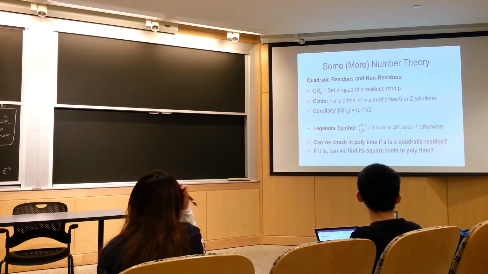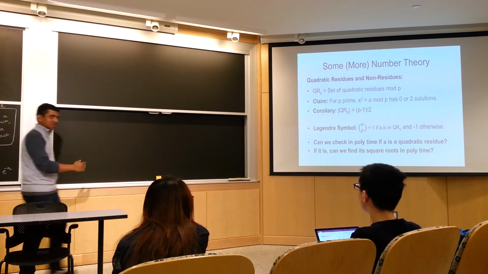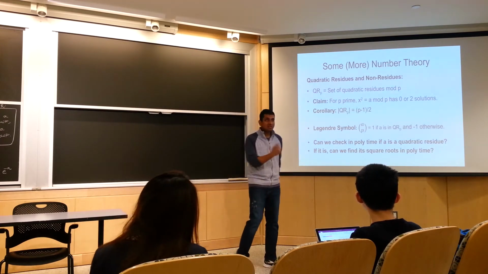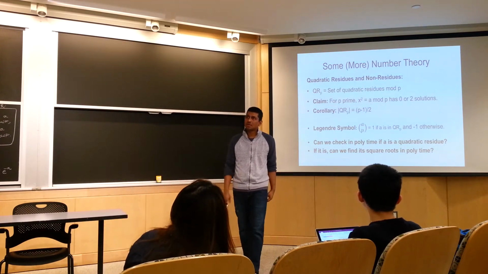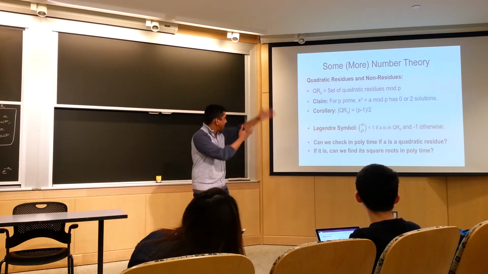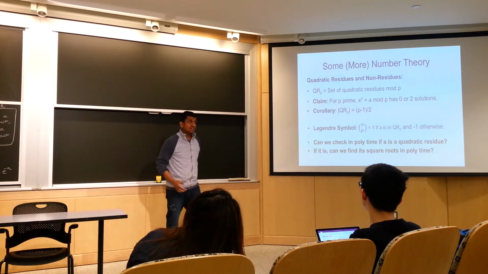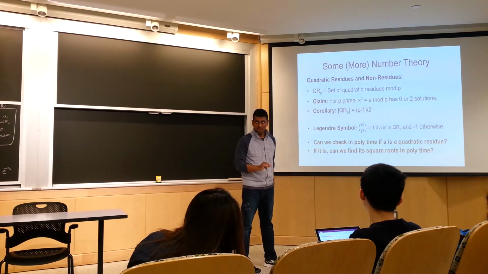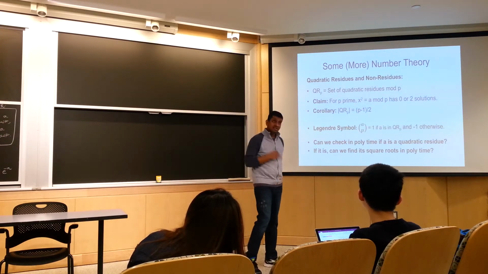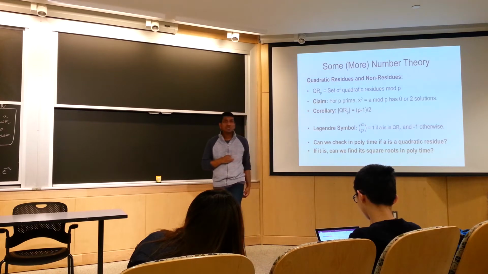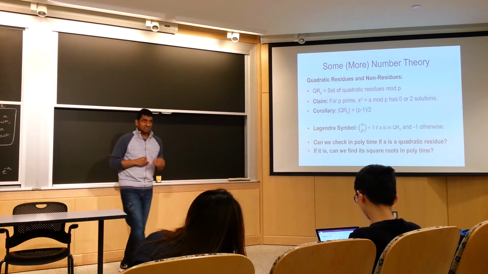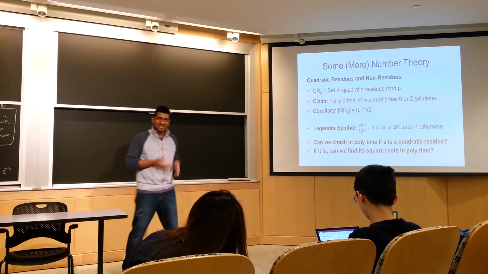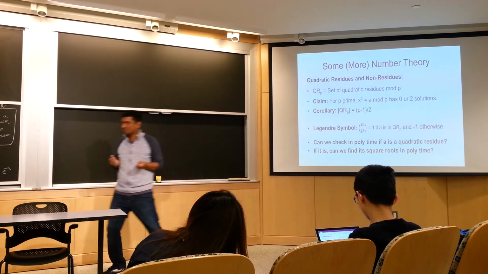All right. So now we come to the computer science question. Question 1: given a number A, can you check that it is a quadratic residue? The fact that x squared equals A has a solution, is it checkable in polynomial time? Question number 2: if it is a square, can you find the square roots? There's one, there are two, and they are negatives of each other. So can you find this in polynomial time?